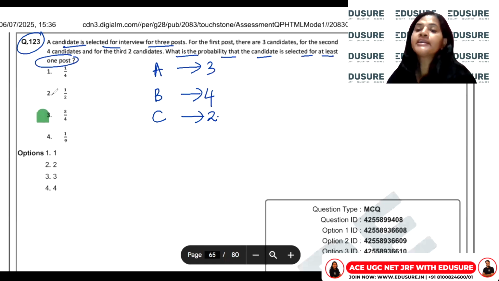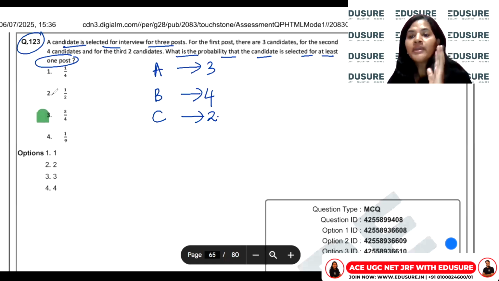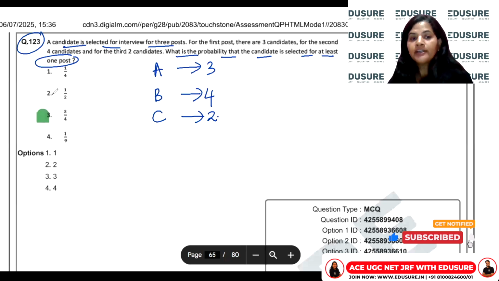Now, it might happen that a candidate is selected for 1 post or 2 posts or all the 3 posts. So there will be a lot of cases. So only one case has to be excluded, and that excluded case is when he is not selected for any post. So it is better to calculate the probability of the event when the person is not selected for any post and subtract it from 1. That is an easy way to get the answer.